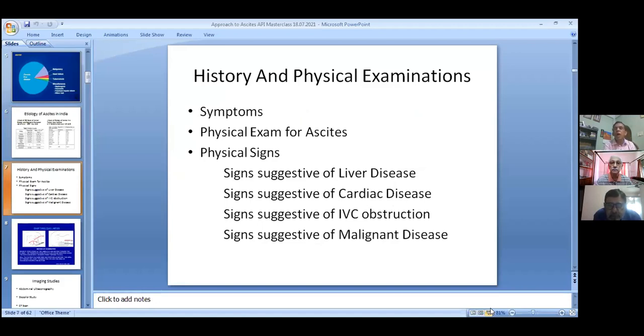So how to approach: you should take the history and then do the physical examination. The history is the symptoms. Due to the fluid accumulation, there is some discomfort in the abdomen, abdominal distension and weight gain. And then, according to the etiology, you have to look for other symptoms, such as symptoms suggestive of any liver disease or malignant disease, and systemic symptoms of tuberculosis, that you have to assess.